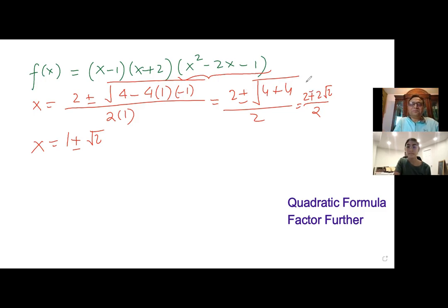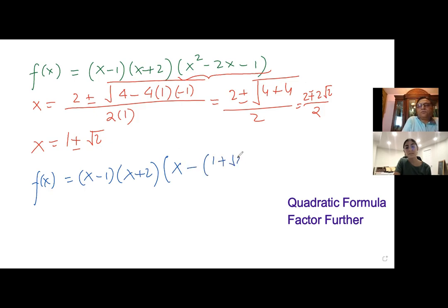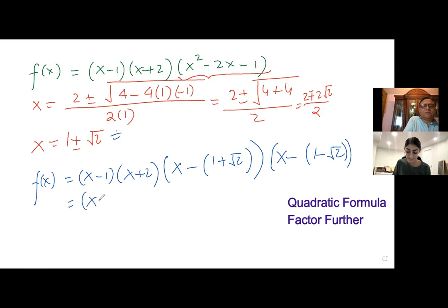Is that okay? Yes. So we have the other factor also, correct? Is that clear to you? That's clear. So finally, I could write my function f of x as equal to x minus 1 times x plus 2 times x minus 1 plus square root 2 times x minus 1 minus square root 2. And you can calculate this value approximately. Let me, can you just calculate the approximate value? Yes, I was just about to do that.